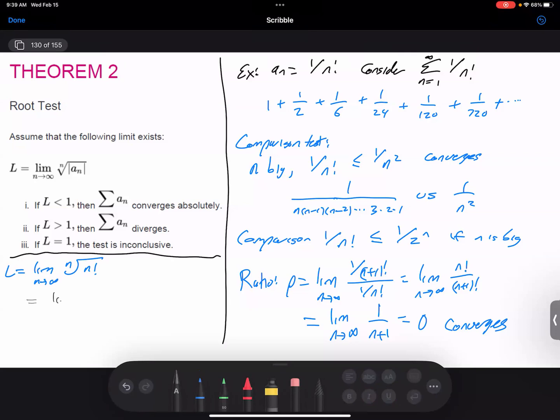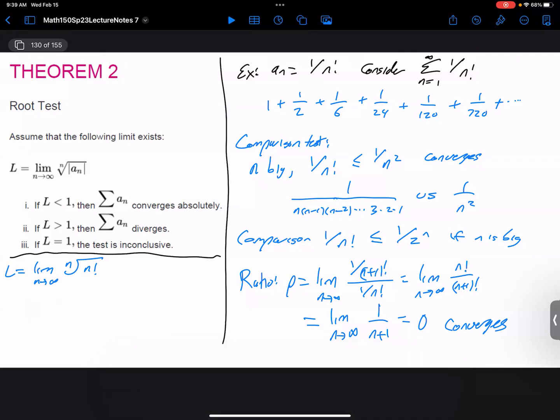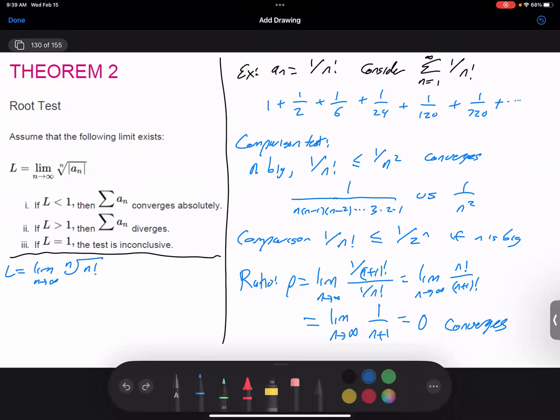So this is the limit as n goes to infinity of n minus 1 dot dot dot 3 times 2 times 1 to the 1 over n. Oh, I'm sorry, it's not n factorial, it's 1 over n factorial. Right? Who here knows how to take the nth root of that product?